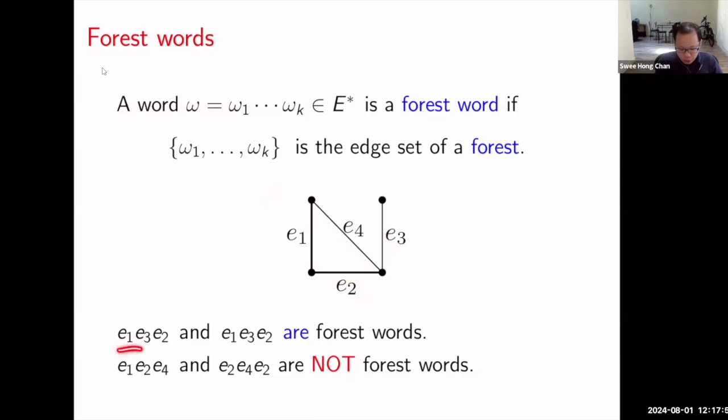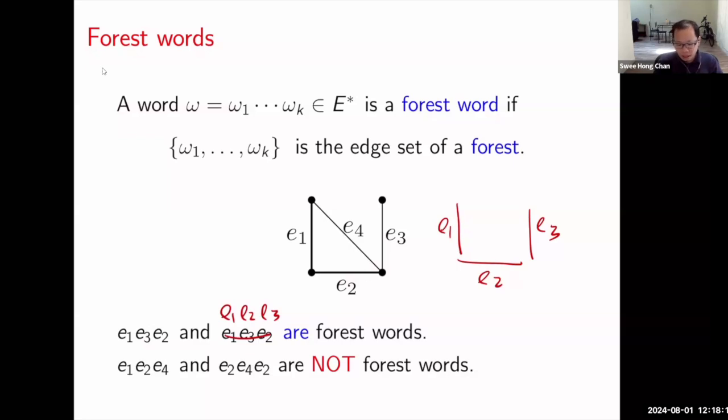Here, E1, E3, E2 is a forest word because if you look at the graph, this is E1, E2, E3, E1, E3, E2. This has no cycle, it's a forest. That's why this is a forest word. And by the same reasoning, E1, okay, this is also wrong. This is supposed to be E1, E2, E3. So both E1, E3, E2, and E1, E2, E3 are forest words.